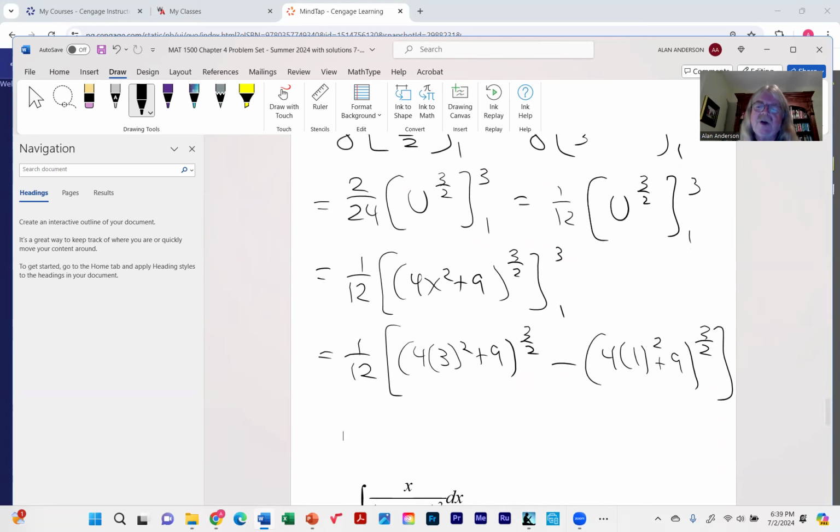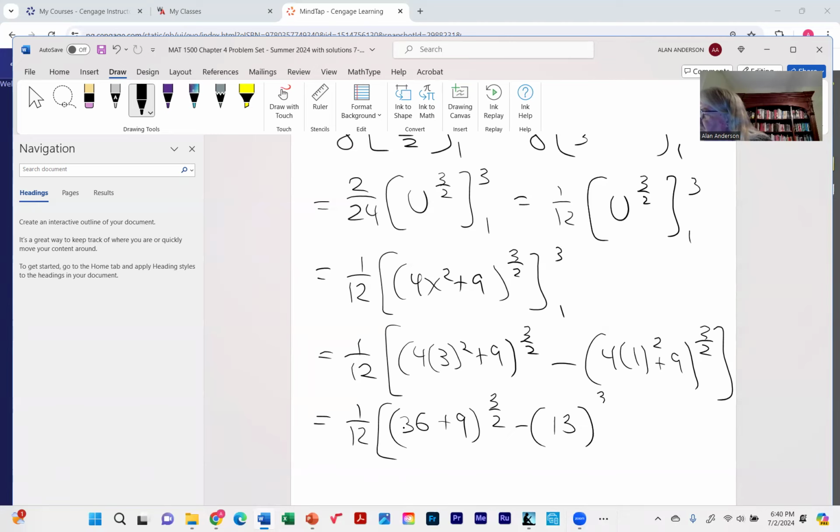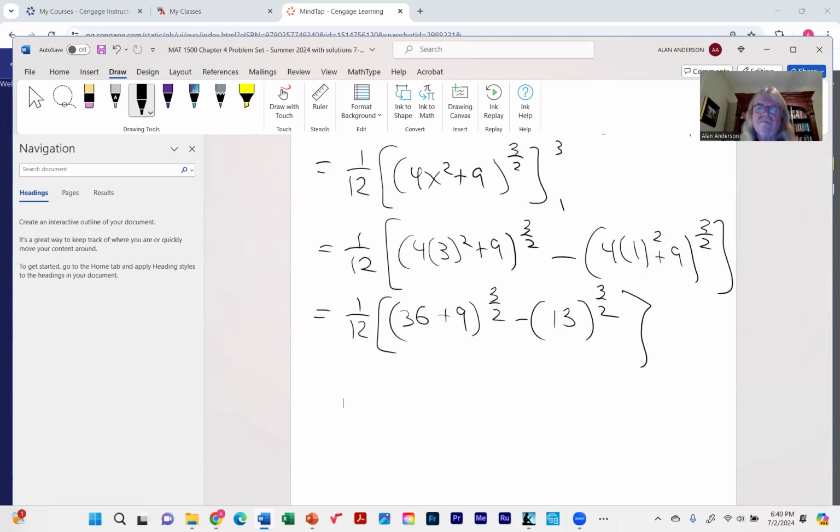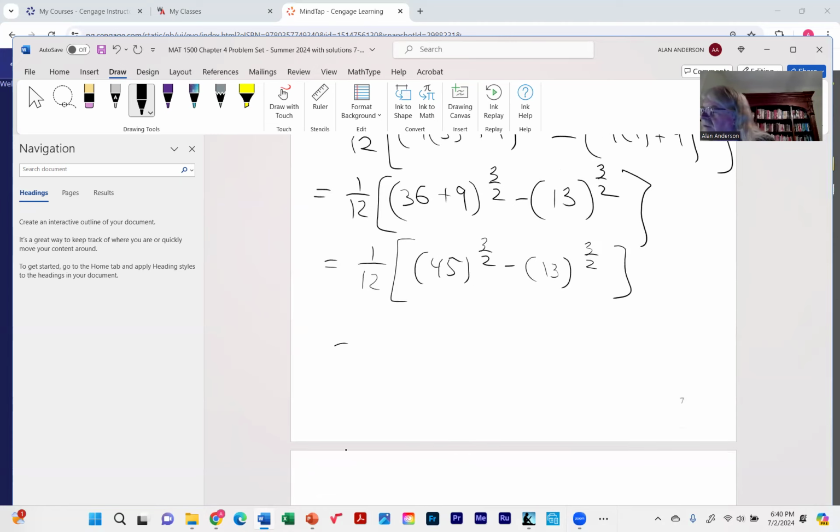Okay, so it's not a nice problem. The problem is a little messy, but we can do it. So 4 times 9 is 36 plus 9. Here we have 4 plus 9, 13 to the 3/2. Okay, so let's simplify that again. Okay, so we can just pop these into our calculator. And let's see what we get.